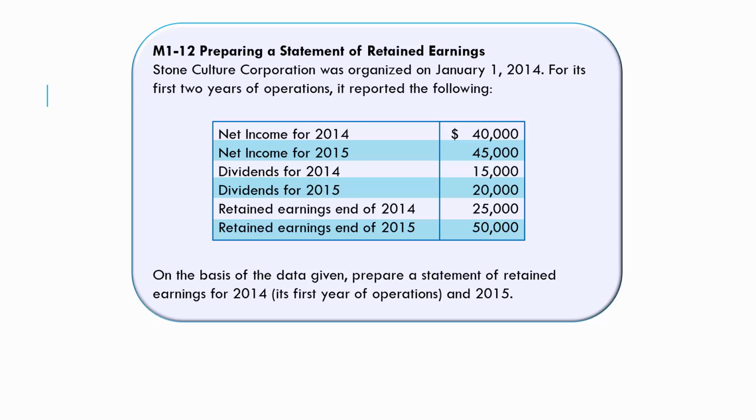We have a corporation that was organized, so it started its operation on January 1st of 2014, and it's going for 2 years, and the information they're giving us is for that 2-year period. When it starts out, the company has no retained earnings because it hasn't had net income, it hasn't had dividends. So beginning retained earnings when this company is organized on January 1st of 2014 is going to be 0. For each year it's going to go up by net income, it's going to go down by dividends, and then you're going to end up with an ending retained earnings.